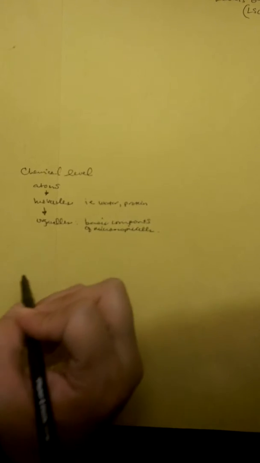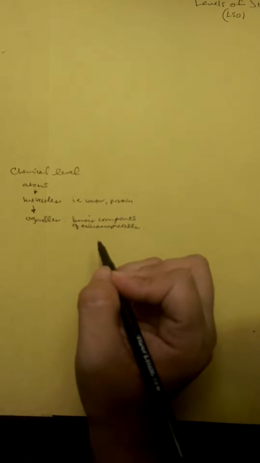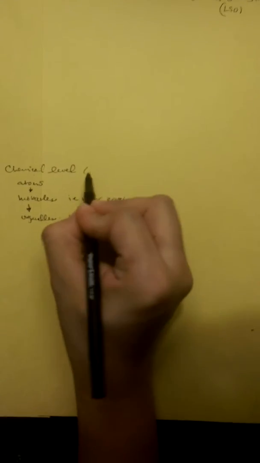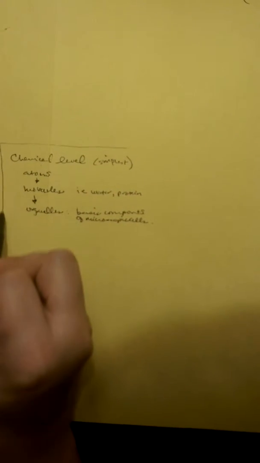And cells, remember, cells are the basic unit of structure and function. So we have the chemical level, and again, it's the simplest. So that is the first LSO.